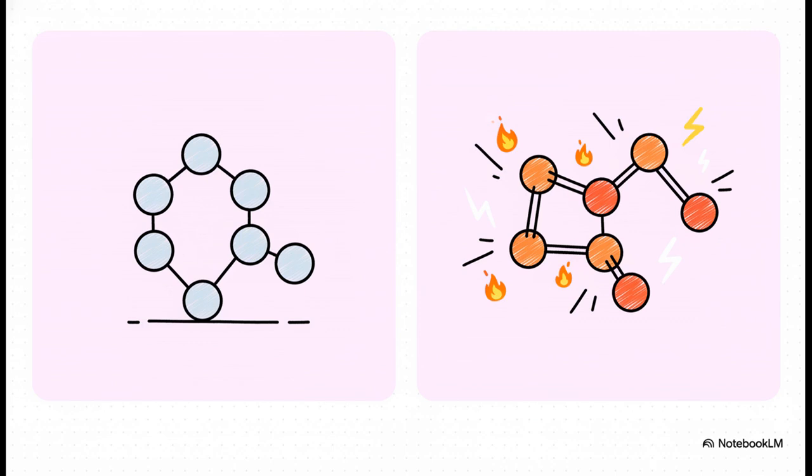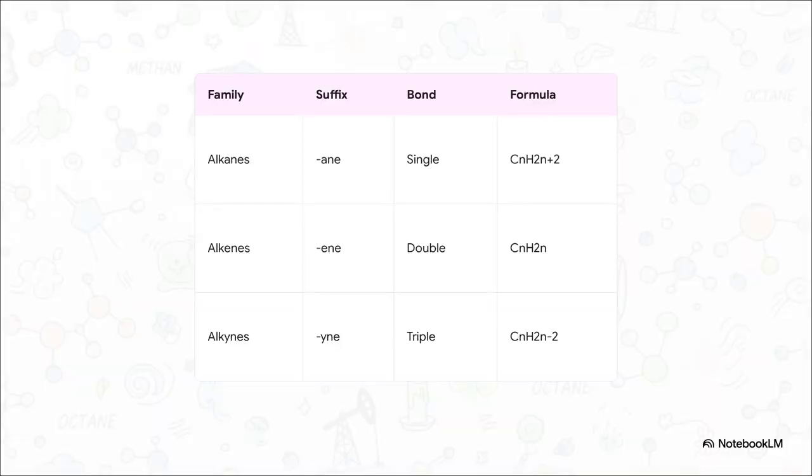But then we have the unsaturated hydrocarbons, like alkenes and alkynes. These have double or triple bonds. Because of those extra bonds, they are hyperactive, super reactive, and constantly looking for chemical trouble. The naming system here is actually, well, it's brilliant. Just by changing a single letter in the suffix, you know exactly what molecule you're dealing with. If it ends in -ane, like methane, it's an alkane with single bonds. Change that to -ene, like ethene, and suddenly you have a double bond. Change it to -yne, like ethyne, and you've got a triple bond, making it the most reactive of the bunch. Literally one vowel shift changes the entire molecular structure.